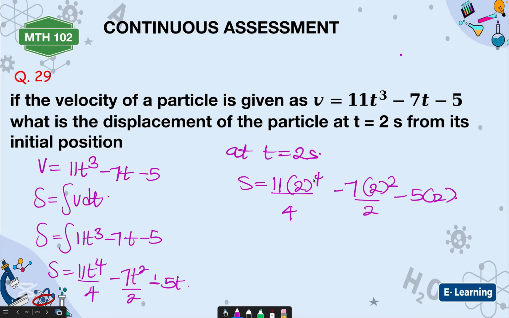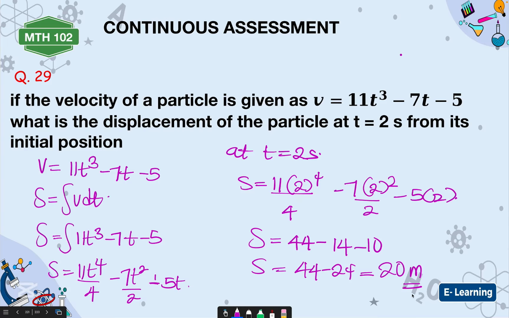Which of course, 2 raised to the power of 4 will give us 16. 16 divided by 4 will give us 4. 4 times 11 here will give us 44, minus 2 squared is 4, divided by 2 is 2, 2 times 7 will give us 14, minus 10. S will be equal to 44 minus 24, and that will give us what? 20 meters. So that is the displacement from the initial position. Is that okay? 20 meters.